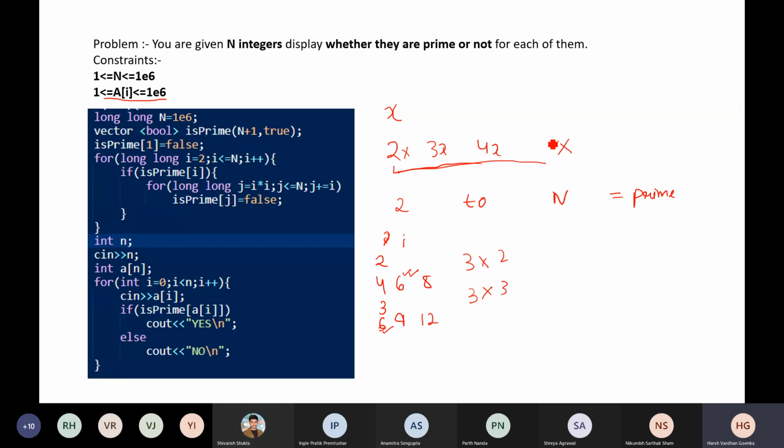So basically, what I am saying is that 2 into i up to (i minus 1) into i have already been marked as composite numbers. So we don't need to mark them again. We need to start from i into i. Has everybody understood why we need to start from i into i, not from 2 into i to (i minus 1) into i? Yes.